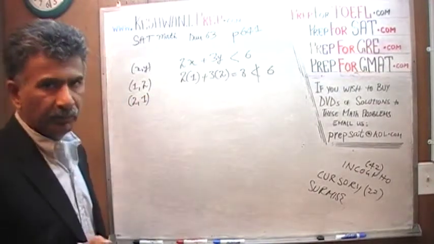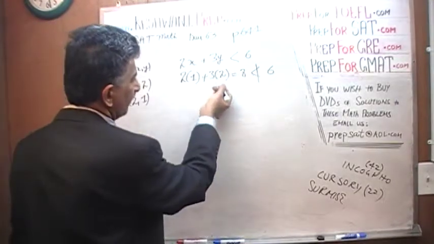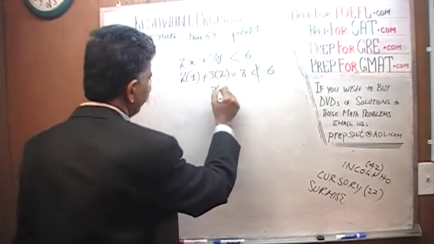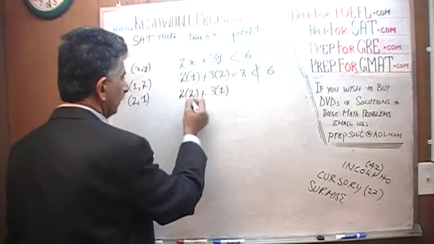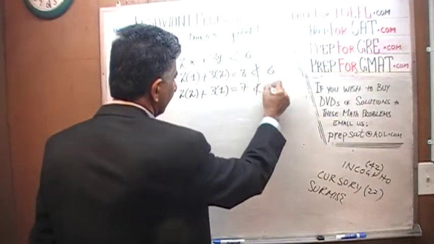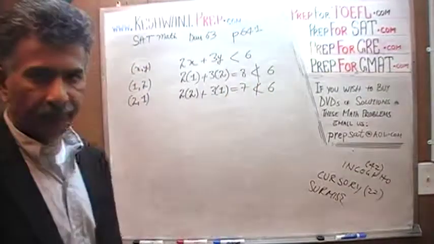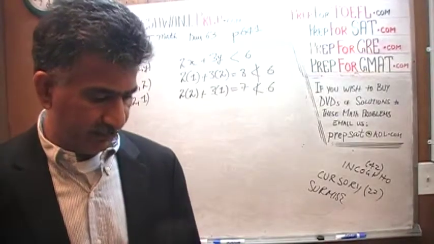Why don't we try 2 and 1? Let's make x equal to 2 and y equal to 1, because with 3 times y, this 3 times 2 is already 6. Let's make it 1 plus 2 times 2. 2 times 2 is 4, 4 plus 3 is 7, and 7 is not less than 6. Bloody hell, what are we going to do? And they don't give you an answer choice of none.